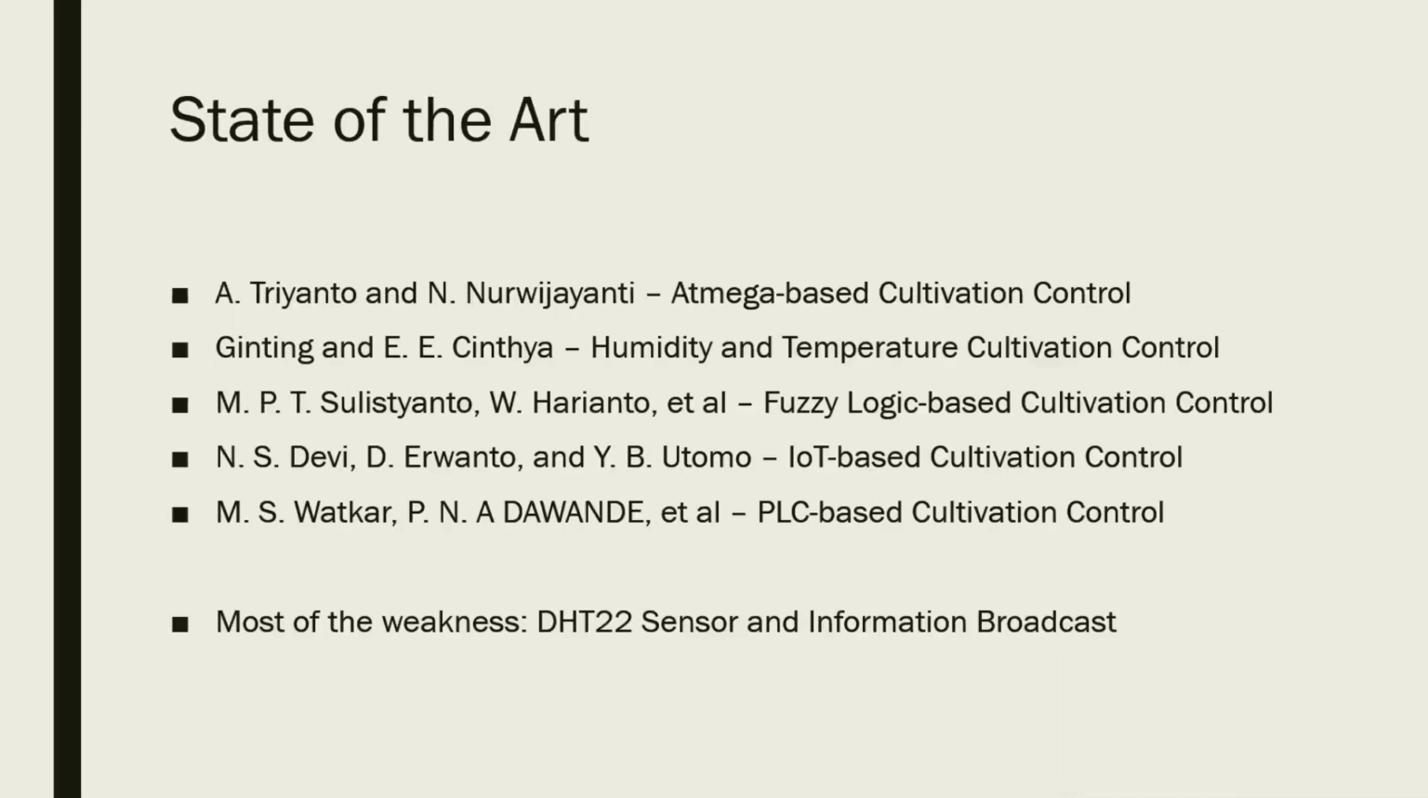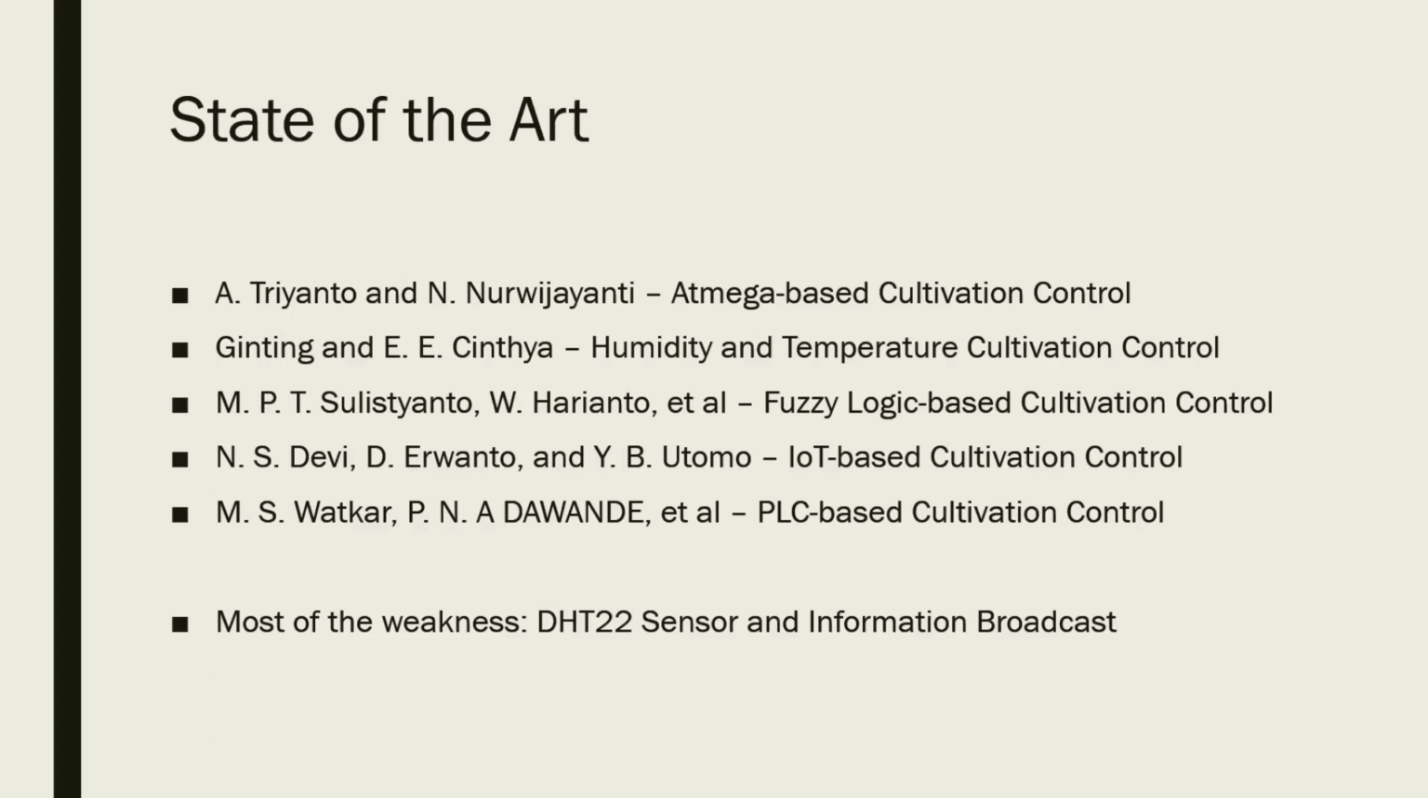In this research, there are around five previous studies regarding automatic cultivation control. The first one is by Triatanto, using an Atmega-based circuit to control the cultivation. The second one is by Ginting and Cynthia, controlling the humidity and the temperature inside the cultivation. The third one uses fuzzy logic based cultivation control. The fourth one is IoT based. And the fifth is PLC based cultivation control.